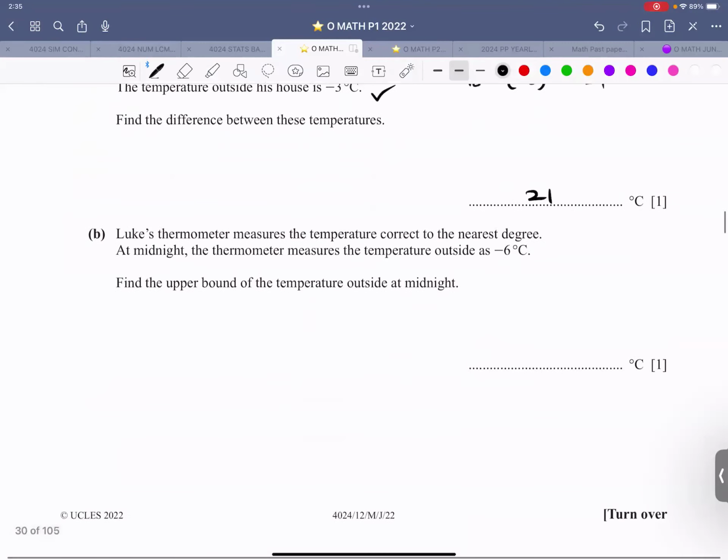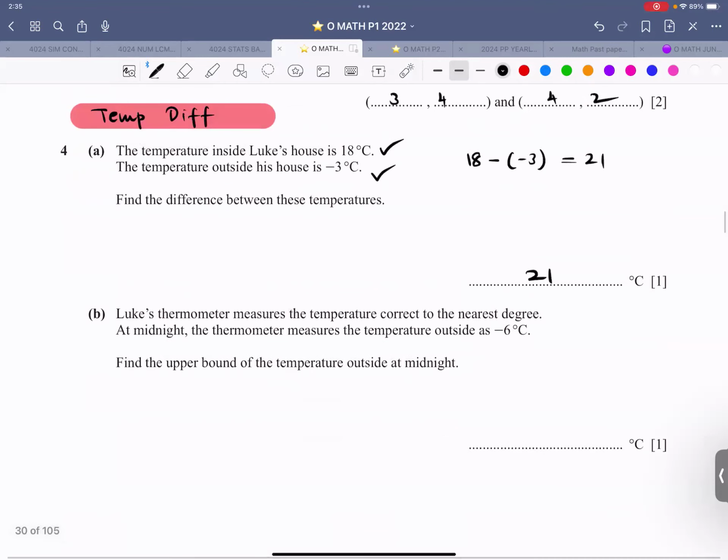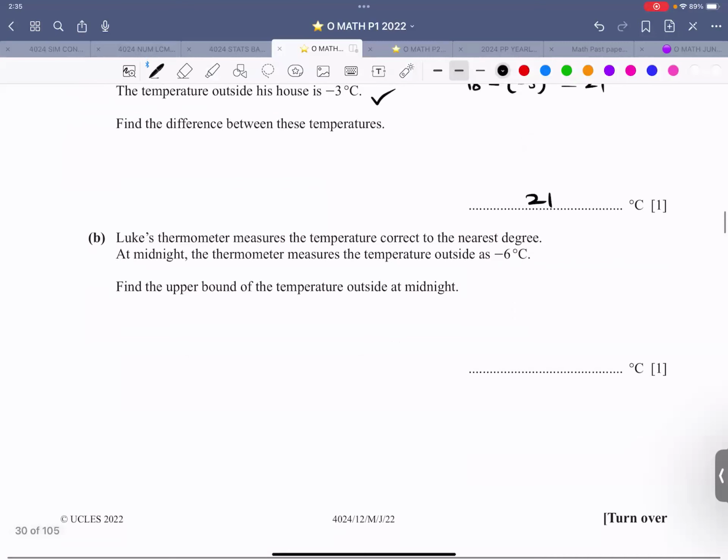Luke's thermometer measures the temperature correct to the nearest degree. So not only is it a question of temperature difference, it's also about limits of accuracy, which is upper bound and lower bound. Luke's thermometer measures the temperature correct to the nearest degree, the nearest integer. So we have to add and subtract 0.5.